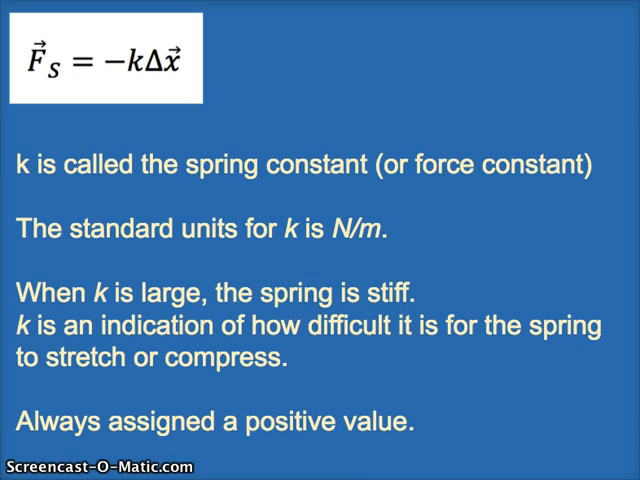Even though there's a negative sign in this formula, that negative sign refers to the direction between the force of the spring and the displacement. The value of K should always be a positive number.